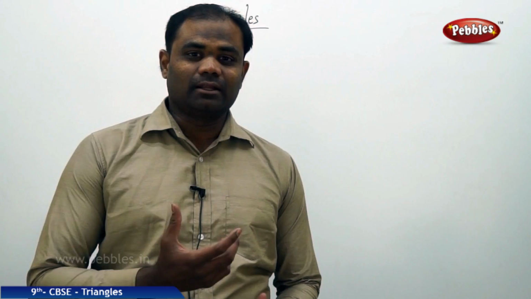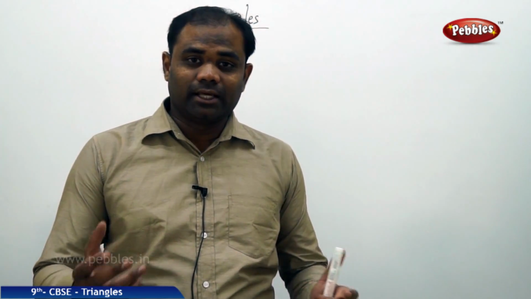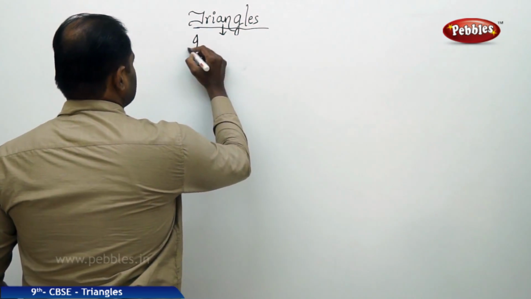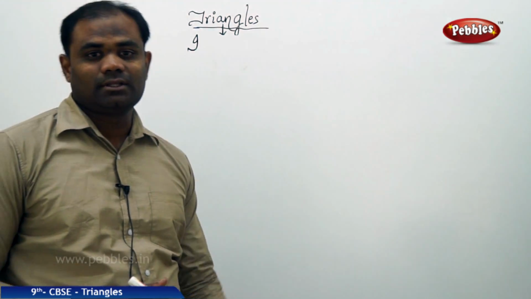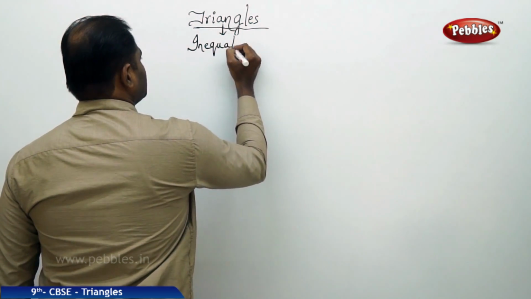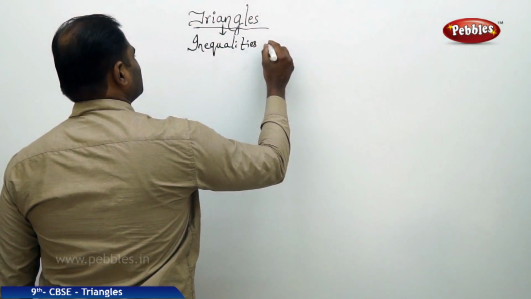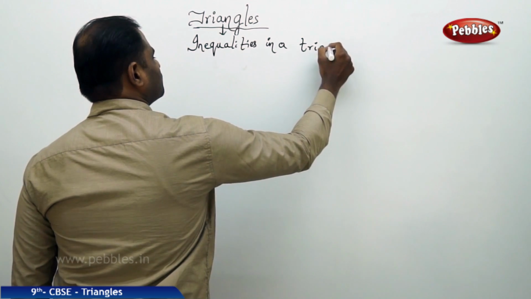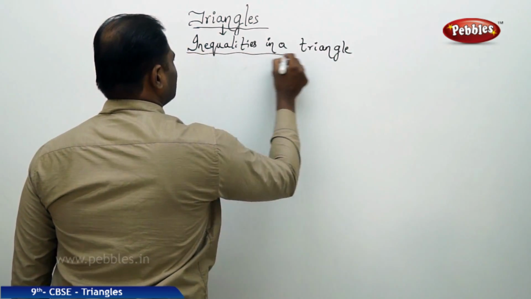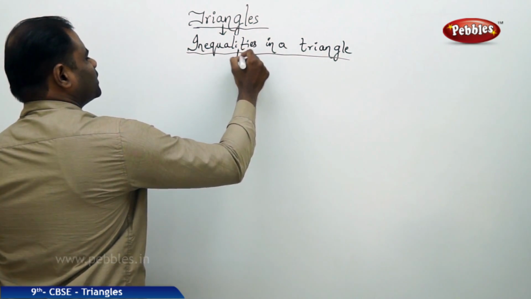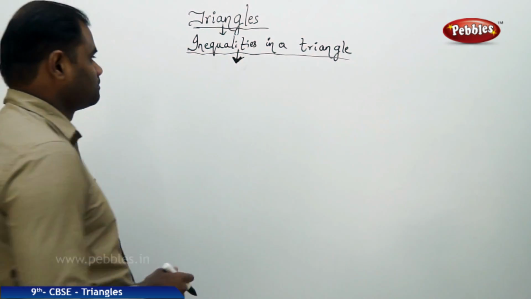Now let's use the property connecting the size of the angle and the length of the side to a triangle ABC. So let's take inequalities in a triangle as the topic connected with triangles in this session. Inequalities in a triangle. So let's see how we can connect inequalities in a triangle.